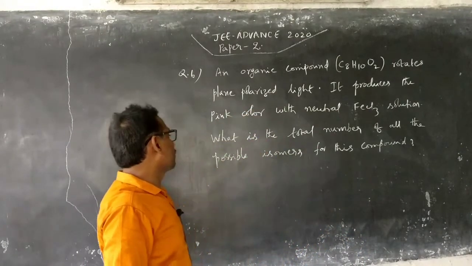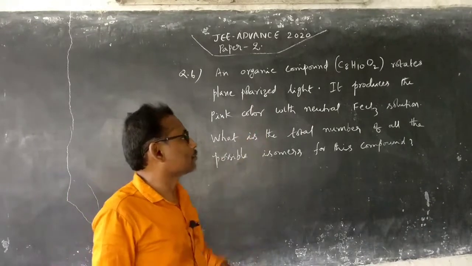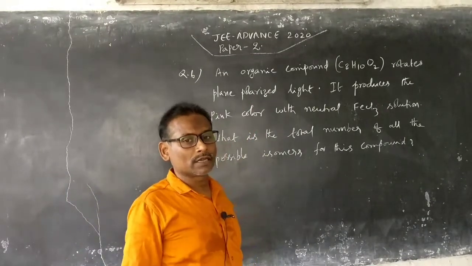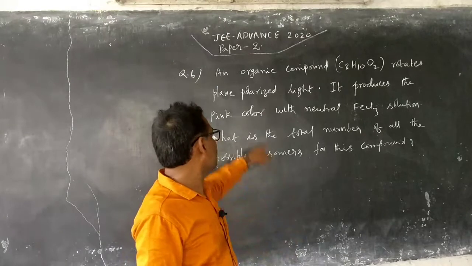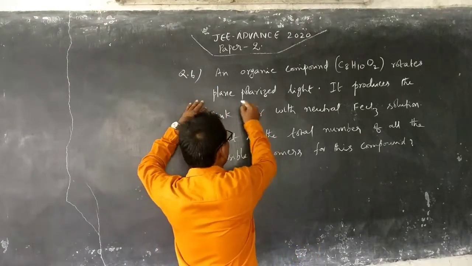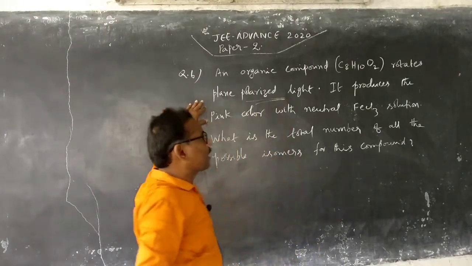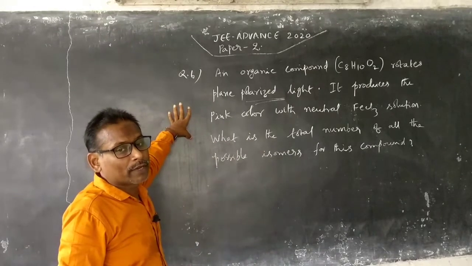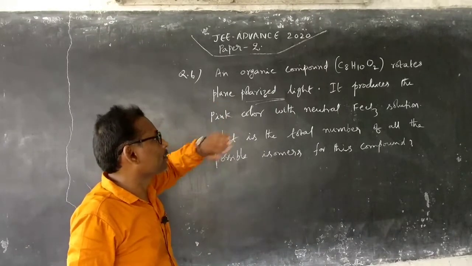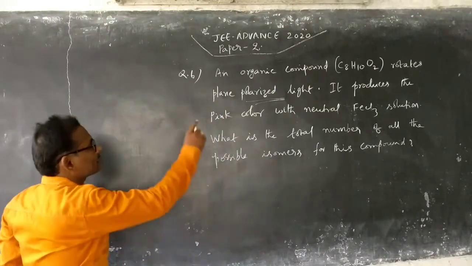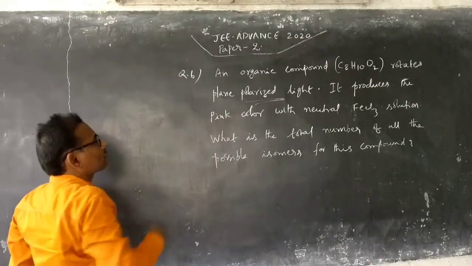So what is the total number of all possible isomers for this compound? Isomers are asked, but the condition is that it must rotate plane polarized light. That means it is an optically active compound, so we have to write the possible optically active compounds. Let us guess one of the structures.